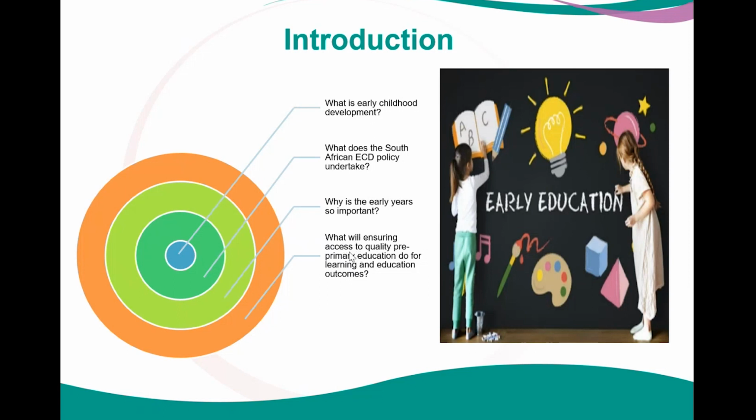So what will ensuring access to quality pre-primary education do for learning and education outcomes? This is something that you need to consider in terms of allowing all children to have access to quality pre-primary, whether they come from rural, urban, semi-urban, all the different contexts that early childhood education can be in. So ensuring access to quality pre-primary education is a key strategy for improving learning and education outcomes, as well as the efficiency of education systems.